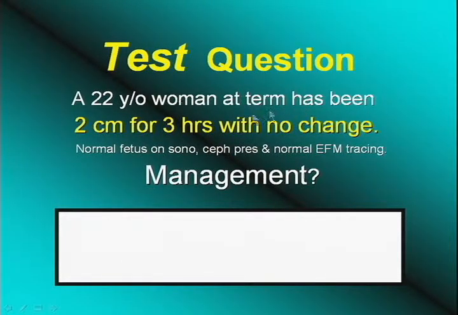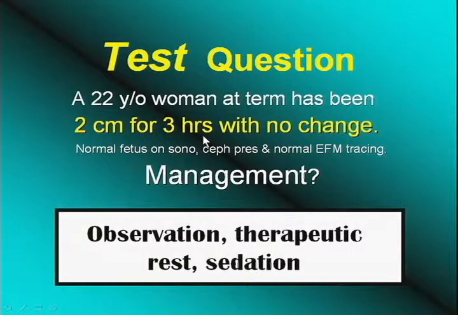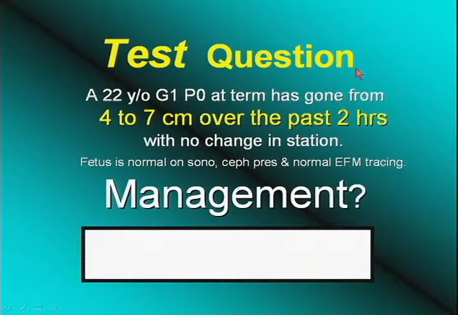A 22-year-old woman at term has been 2 centimeters dilated for 3 hours, no change. And on all of these, there will be a normal fetus on sono, cephalic presentation, normal electronic fetal monitor tracing. So I'm not going to read this. So she's 2 centimeters for 3 hours. Is there a problem? No. This is what you would expect. Observation, therapeutic rest, sedation. Don't mess with Mother Nature.